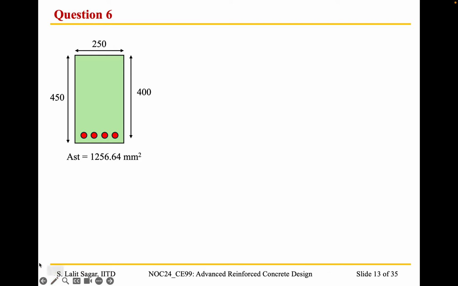I request you to pay attention now carefully. If you understand this procedure, then the same procedure holds good for the rest of the session also. So step 1, we have to choose epsilon c.